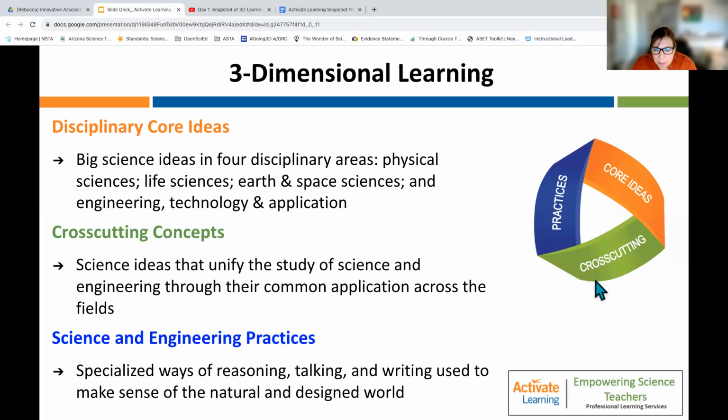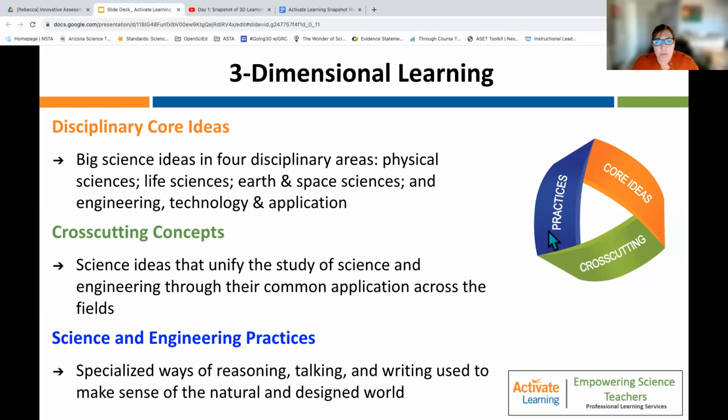Let's go to the green part, the cross-cutting concepts. These are the lenses through which we ask students to think. These science ideas unify the study of science and engineering through their common application across the fields. They can also help students better understand the disciplinary core ideas and the practices. So they're very essential for sense making.